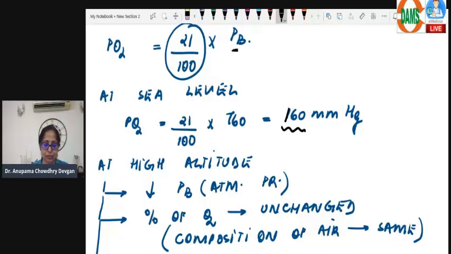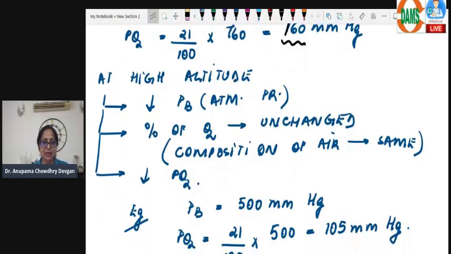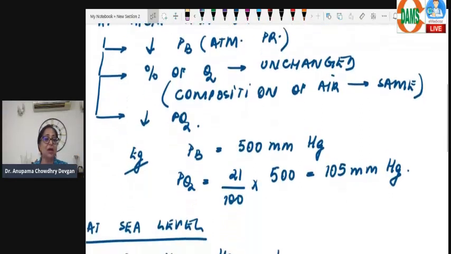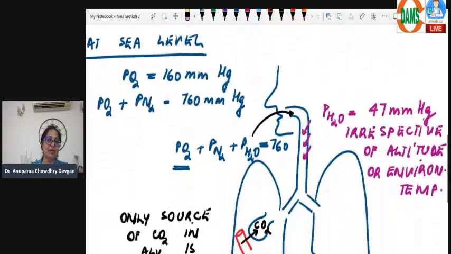And that's exactly what I told you. At high altitude, there is a decrease in atmospheric pressure, but the percentage of oxygen remains unchanged. Composition of air is the same. Now if the percentage is unchanged but the atmospheric pressure reduces, the partial pressure of oxygen will reduce. For example, if the pressure is 500 millimeters of mercury, PO2 will be 21 upon 100 into 500, which is 105. Now, at sea level, how much is the partial pressure of oxygen? 160.